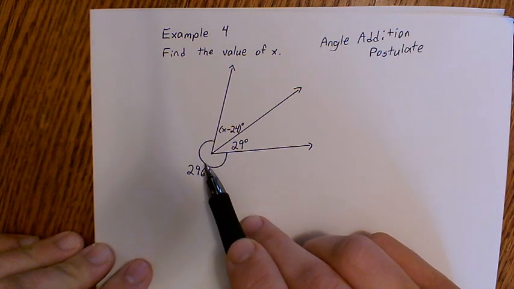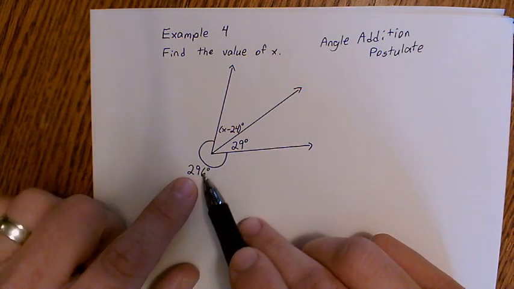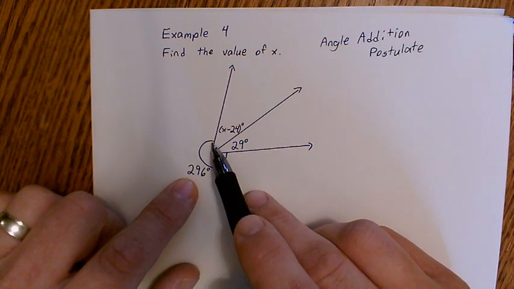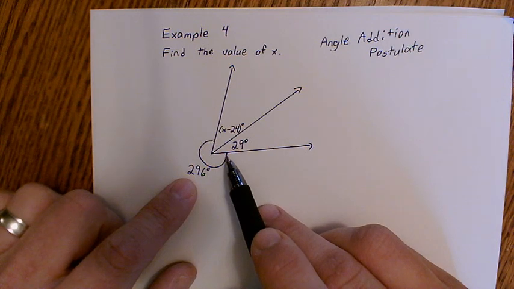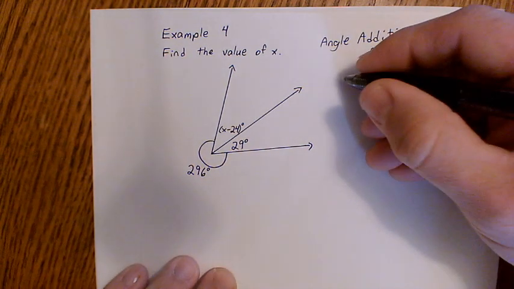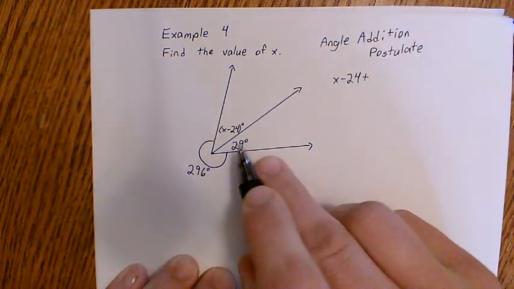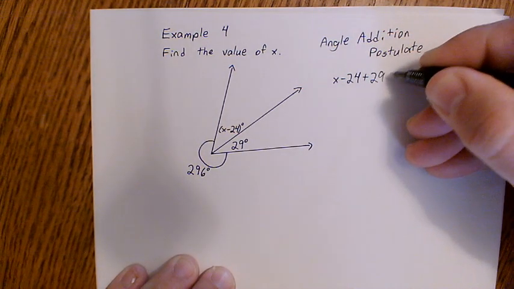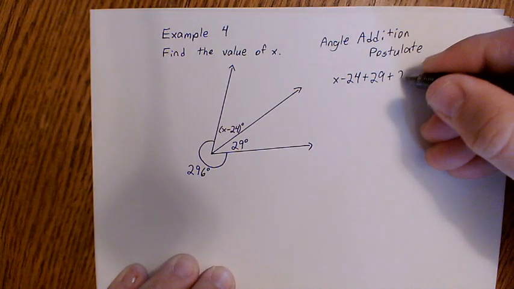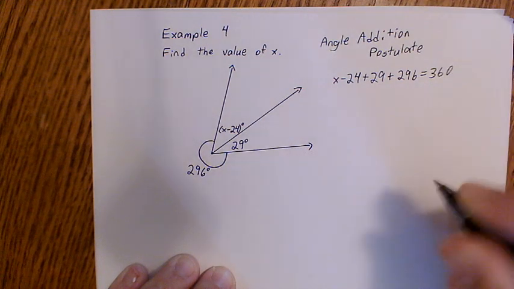Some people get super annoyed by this little arc here. That's just demonstrating that this angle is greater than 180 degrees. It went all the way around right there. So my first step is to say x minus 24 plus the 29 plus the 296 does equal 360 degrees.